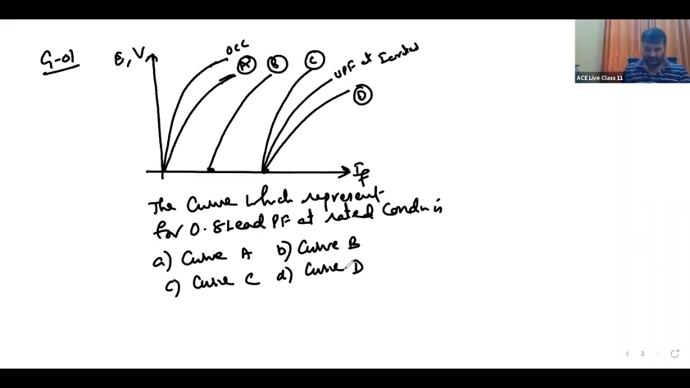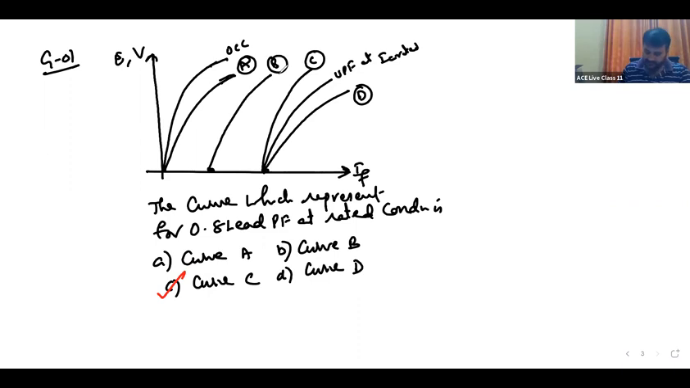Answer is C. Exactly. Okay. Can you tell me why not B? B is also on the left side, na? Why not B? Some of you tell me why it is not B. I just want to know. Curve C is correct only. Why not B?